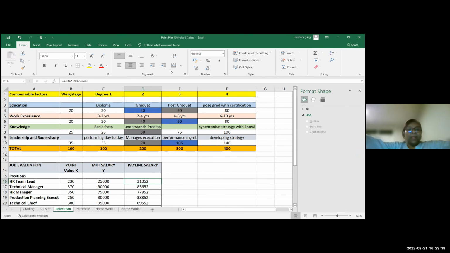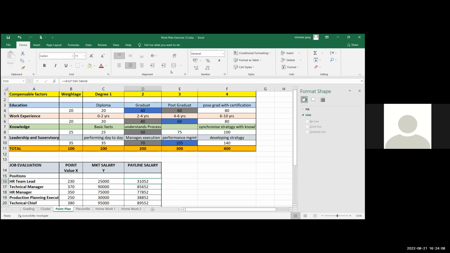Yeah. So we've done job evaluation ranking, we have done the grading method. Now the grading method is a whole job method. What did you do? You took the entire job description of the job position, and you evaluated it, and you could either put it in grade 1 or grade 2. It's a qualitative method, right? It's a qualitative method.